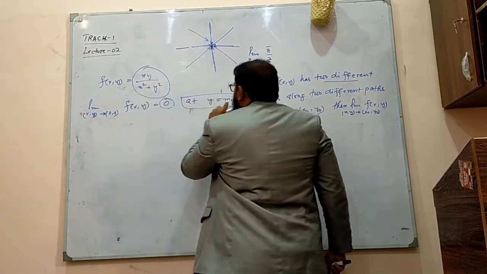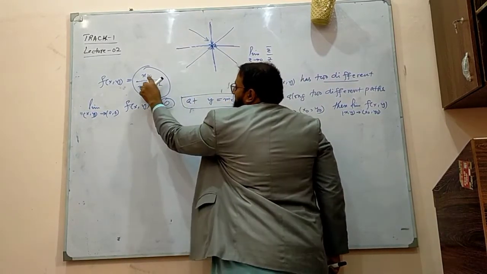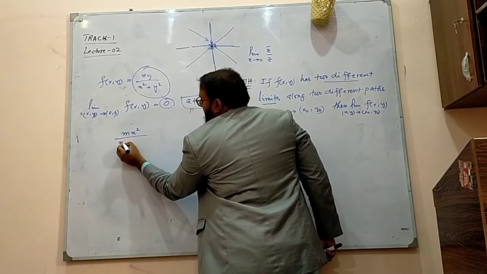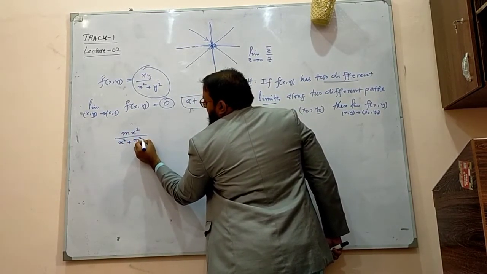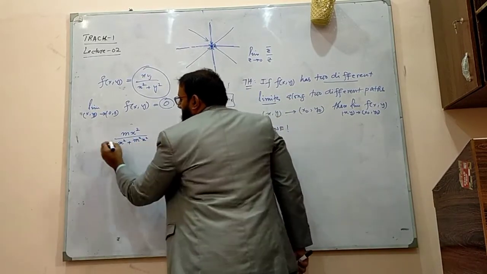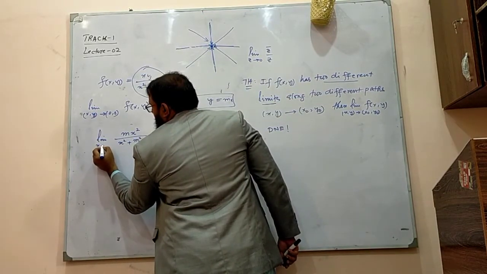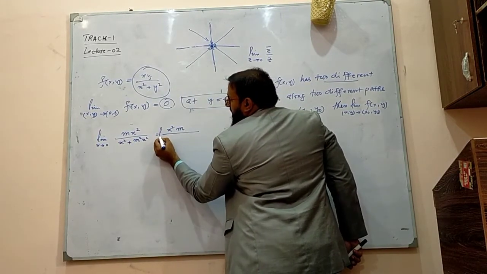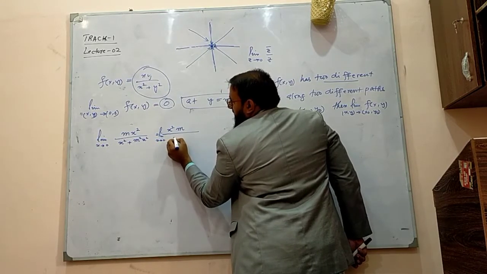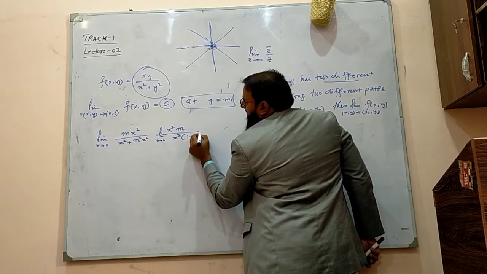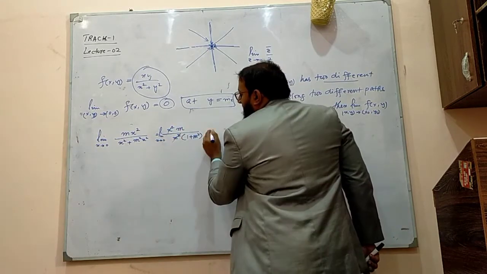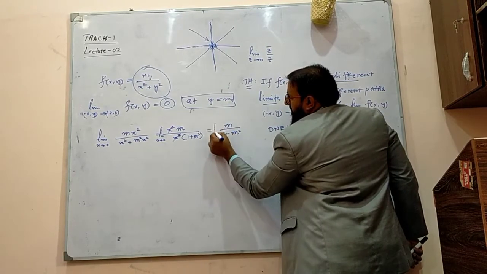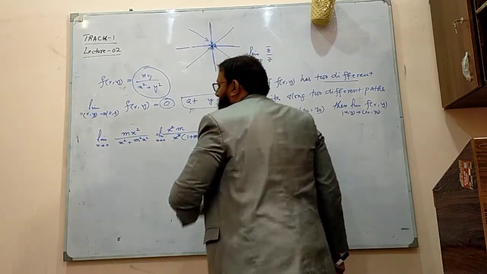So I'm taking this generalized path and putting this value over here. What will it be? y is equal to mx, so mx times x is going to be mx square, divided by x square plus m square x square. What is the limit as x goes to 0? What can you do now? x square is common, 1 plus m square, and this becomes a constant, so our answer is m upon 1 plus m square. This is your limit along this path.